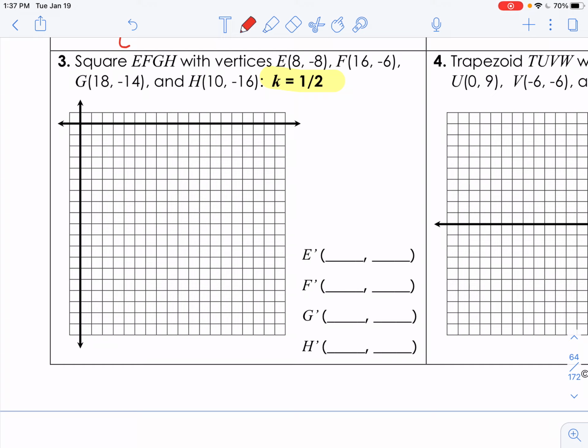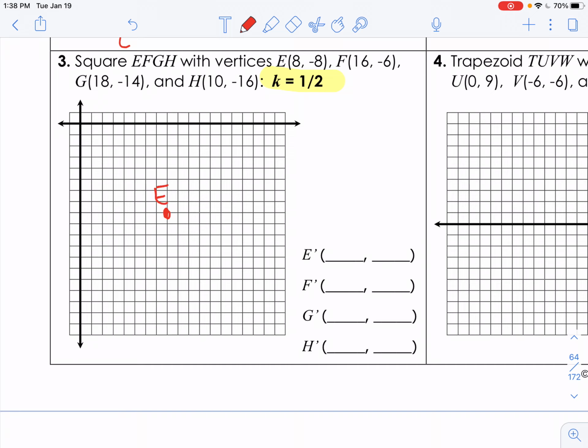Okay, so the first thing we're going to do is go ahead and plot the 4 corners of our square. So we're going to go E is right 8, down 8. 4, 5, 6, 7, 8. Hopefully I get these right. It gets a little blurry here. I'm not sure where that's going, so I'll just put my E there.